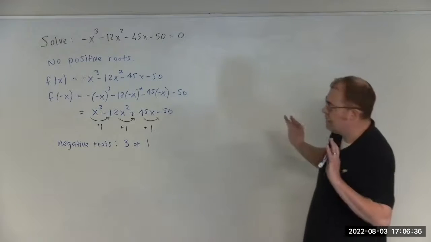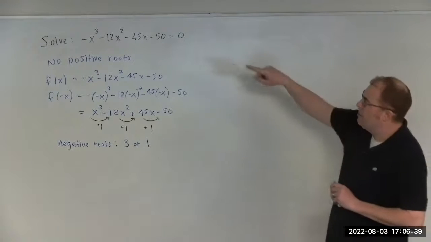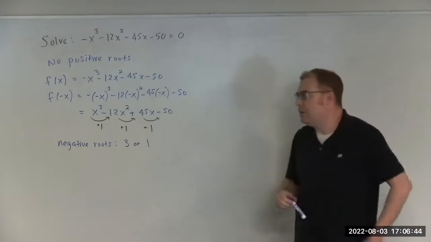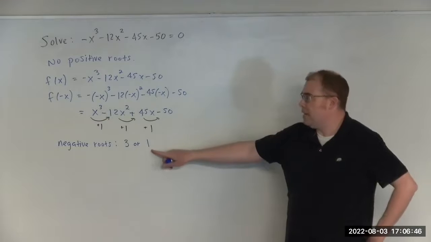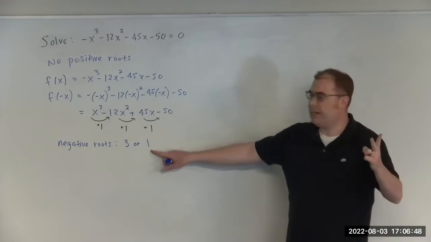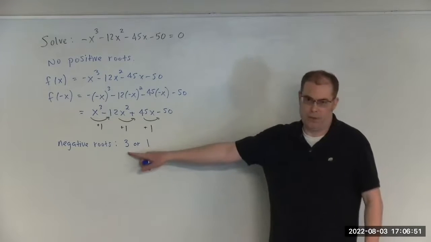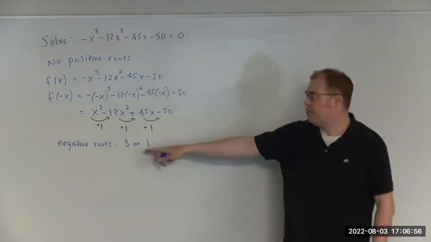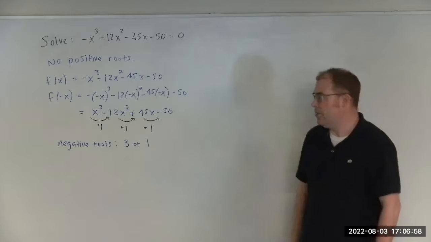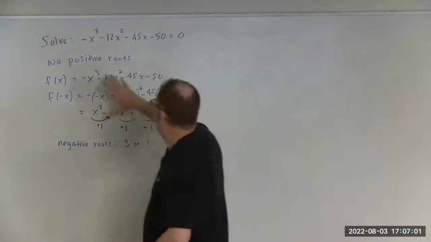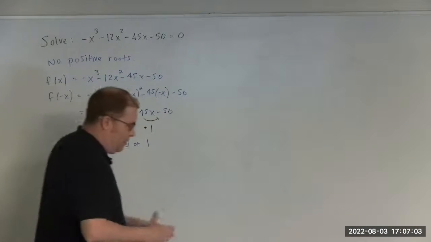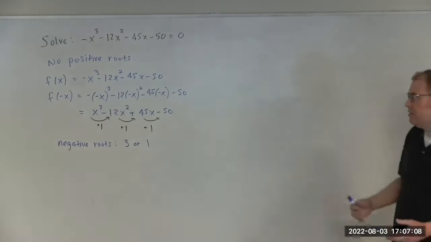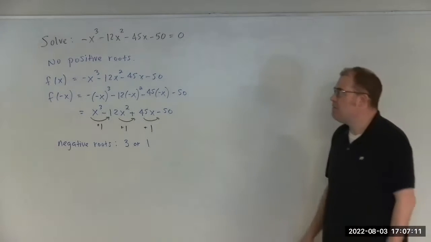Just stepping back for a moment, if you look at the degree here, the degree is three. So this tells us either we have one negative root and the two others are complex, or all three of them are real. And it turns out for this case, which I'll show you, there are three negative roots. So this is an interesting technique just to give us an idea of what to expect.